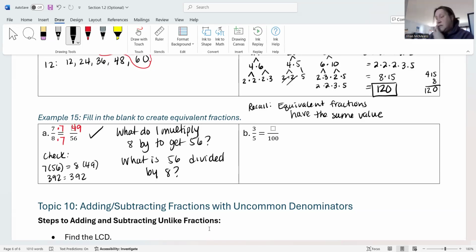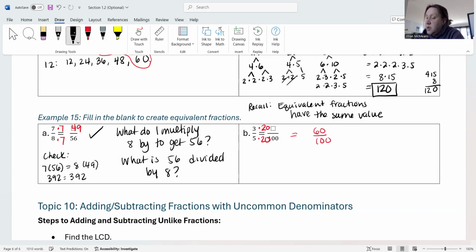Okay, now let's mimic that for part B. We have 3/5. We want to rewrite it as a fraction with 100 as the denominator. So the question you could ask yourself is, what do I multiply 5 by to get 100? Or what is 100 divided by 5? So 100 divided by 5 happens to be 20. So that tells me I need to multiply the numerator and denominator by 20. And that gives me 60 over 100.